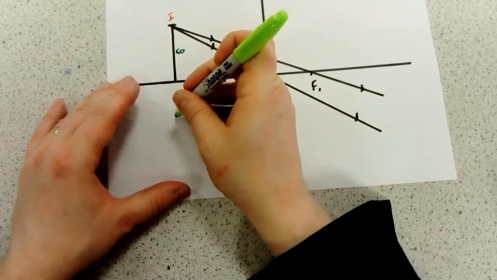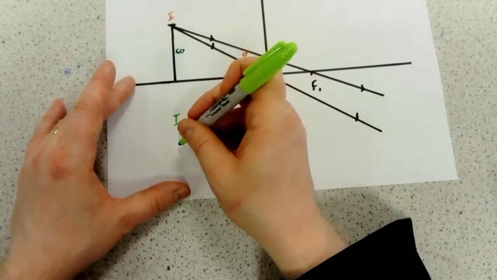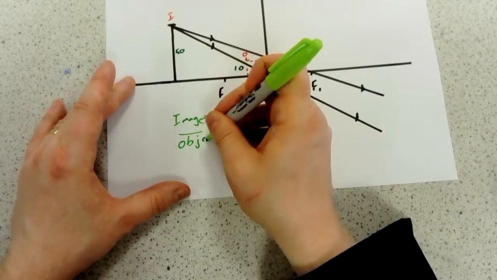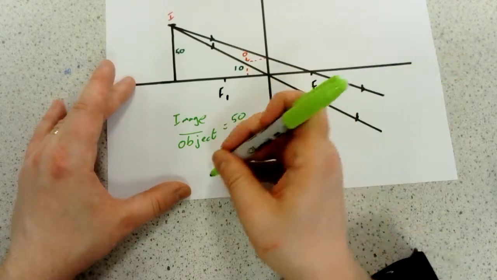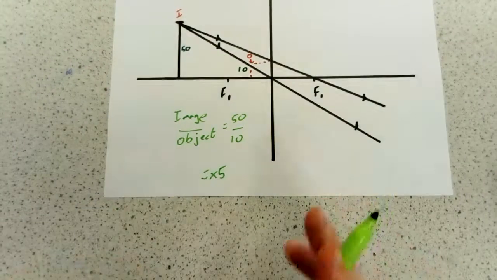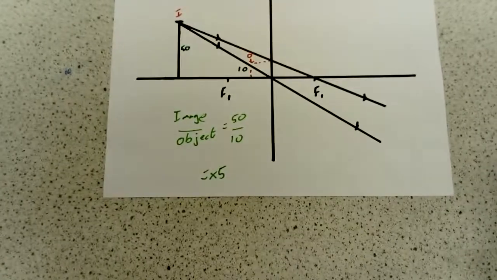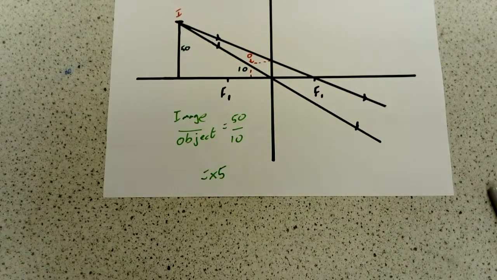So we're going to have the image height divided by the object height, so that would be 50 divided by 10, which would give us a magnification of times 5. So that is just a very, very brief summary of some of the key things that you need to know about concave lenses in order to draw ray diagrams and answer a few exam questions based around this concept.